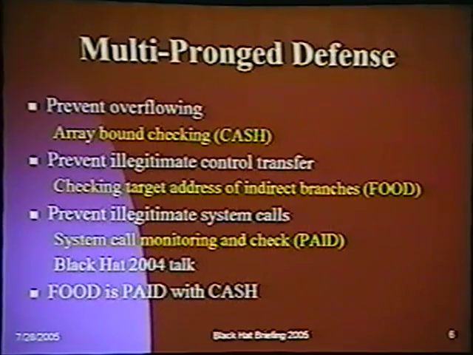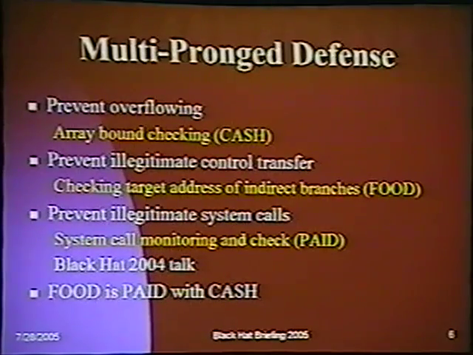Or you can stop control hijacking attacks by preventing any illegitimate control transfer. Remember the idea there is that the attacker can override some sensitive data structure like a return address or function pointer and steal control of the application to wherever the attacker wants it to go. If we can somehow stop that, then the attacker still will not have a chance. This is another project called Food that tries to check the target address of every indirect branch, including return, indirect jump, and indirect call. Every such instruction's target address gets checked to make sure that it doesn't go to bad places. That's the idea of the Food project.